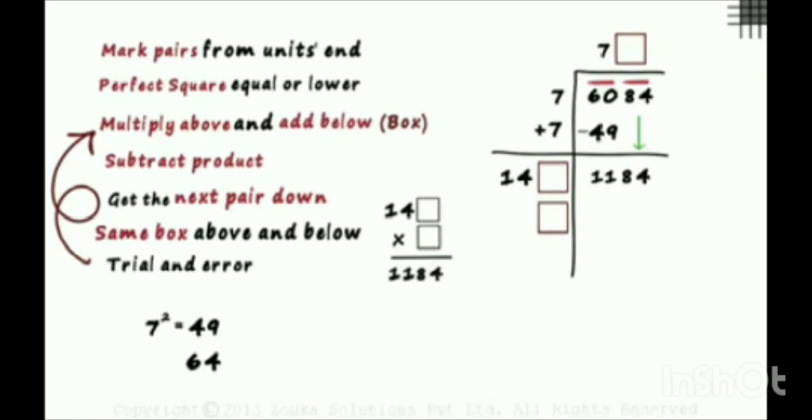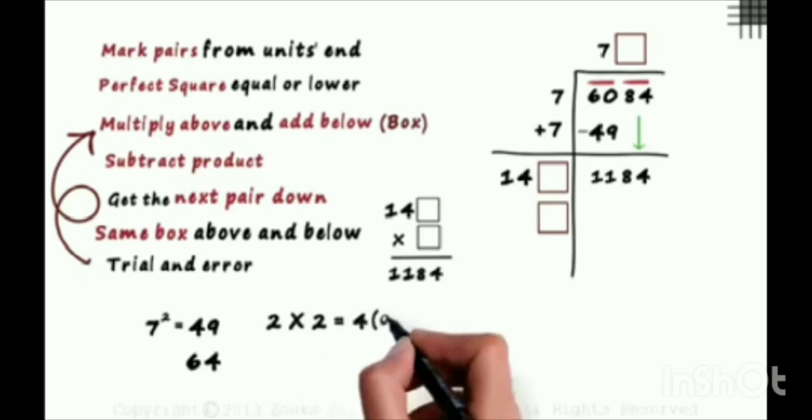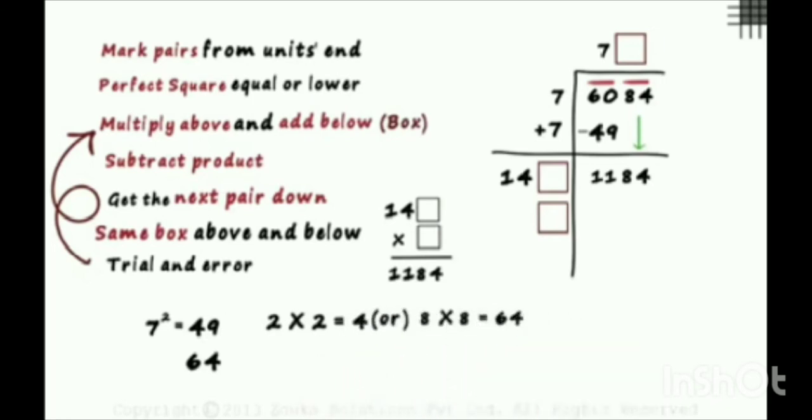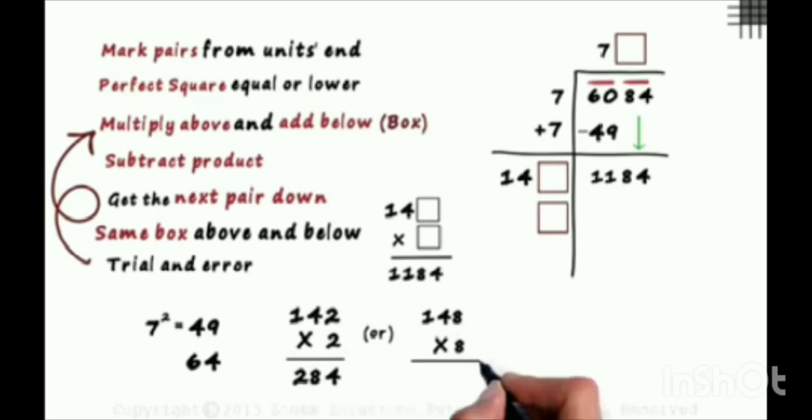So we narrow down our possibilities to just two choices. 2 times 2 equals 4 or 8 times 8 equals 64. Both have the units digit as 4. It will either be 142 times 2 or 148 times 8. The digit in the box will either be 2 or 8. The first product gives us 284 and the second product gives us 1,184. Exactly what we wanted. The digit in the boxes will be 8.